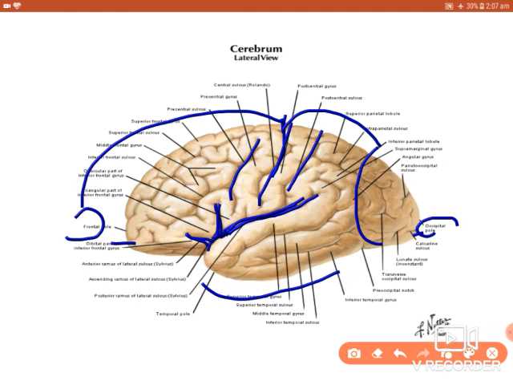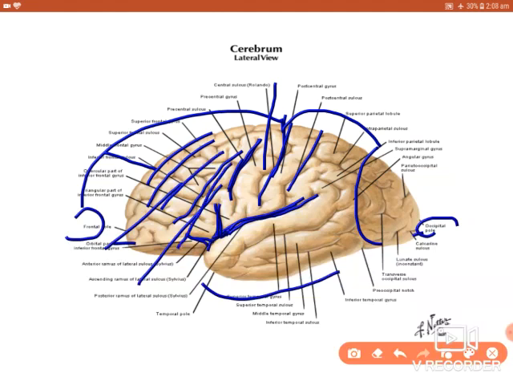In this frontal lobe, this is the precentral sulcus and precentral gyrus. In front of the precentral sulcus, you can see the superior and inferior frontal sulcus. They divide the area into the superior, middle, and inferior frontal gyrus. These are the three areas.